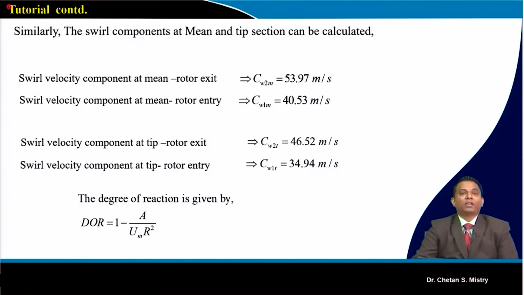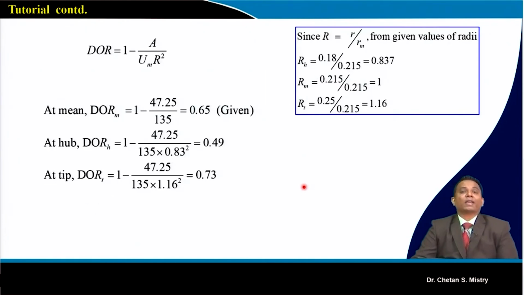Now in line with that we can do our calculation at the mean section, and likewise at the tip section. So our swirl velocity component at the mid station comes to 53.97 meter per second, and at the entry it is 40.53 meter per second. In the same way at the tip it comes to 46.52, and at the entry it is 34.94.